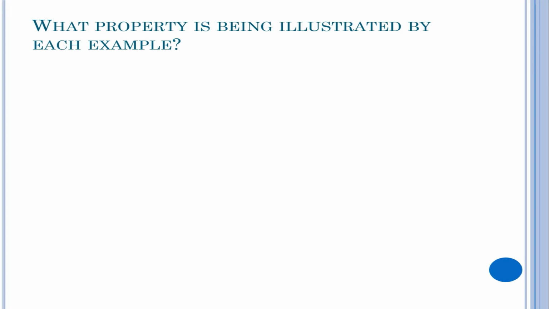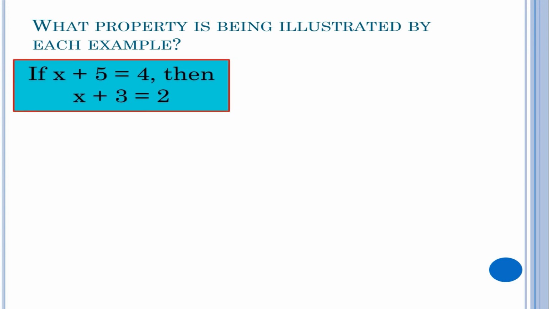So let us have some examples. What property is being illustrated by each example? Number 1. If x plus 5 is equal to 4, then x plus 3 is equal to 2. What do you think is the property used? Yes, the property used is addition property of equality. So what do you think is the number added to both sides of the equation to make the statement true? Yes, so we added negative 2 to both sides of the equation to have x plus 3 equals 2.